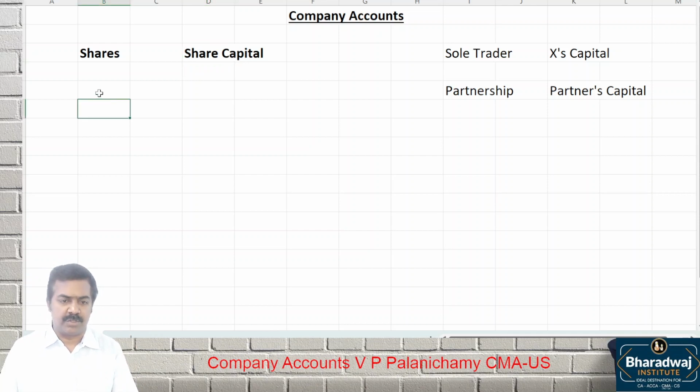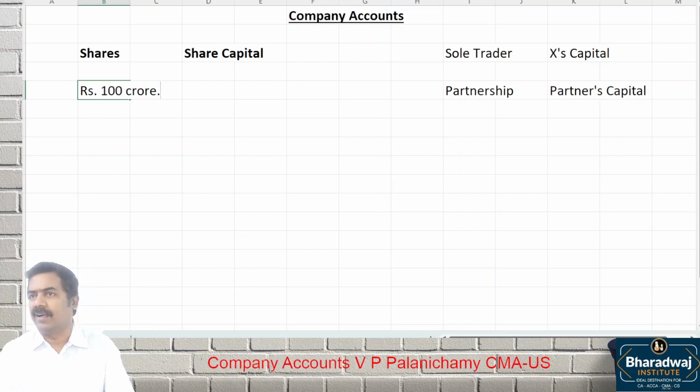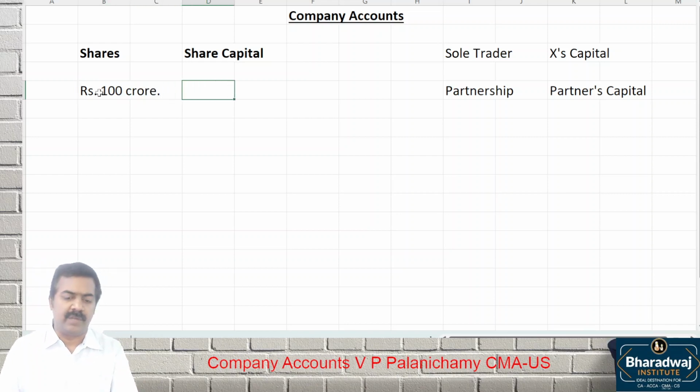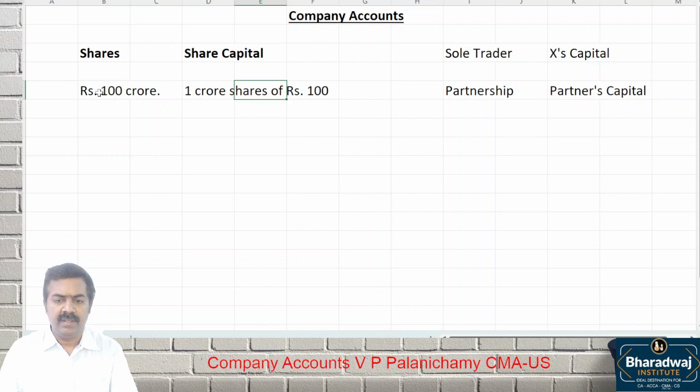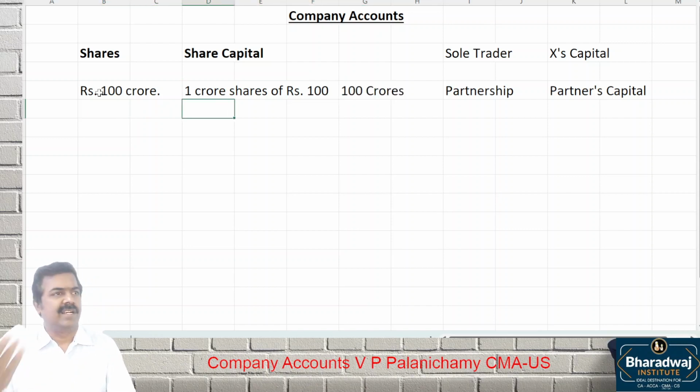For example, let us assume you want to start a business with rupees 100 crores. A single individual cannot pay 100 crores and do it. So what we do is, we divide this into 1 crore shares of rupees 100 each. It becomes how much? 100 crores. So if you want to invest in 10 shares, you can invest. 100 shares, you can invest. 1000 shares, 1 lakh shares. Depending upon the money which you want to invest, you can invest. Simple.